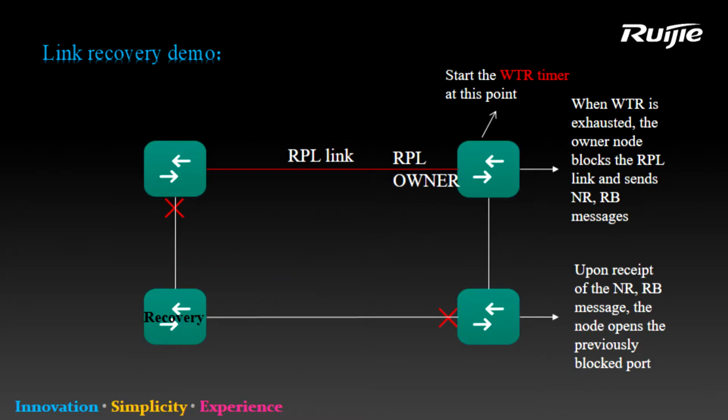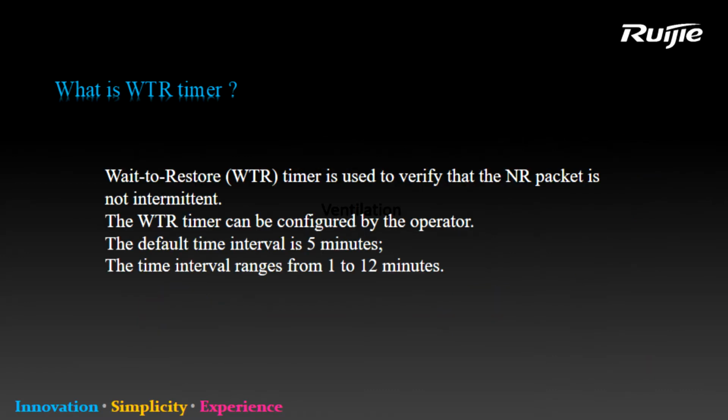Okay, when the RPL owner received the NR packet, the WTR timer will start. At this time, we need to introduce what the WTR timer is and what it is used for. WTR is short for wait to restore. It is used to verify the NR packet is not intermittent.